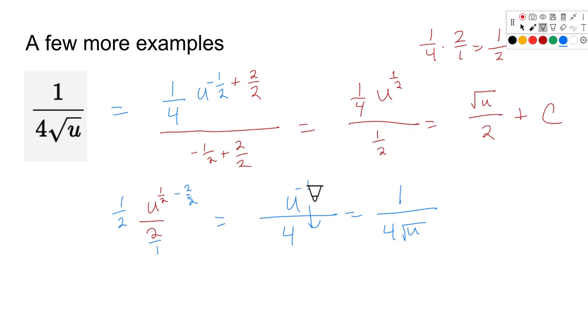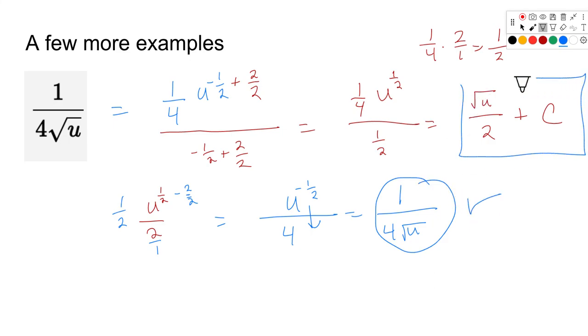And again, the constant becomes 0, so this is our check. This is our answer. This is our antiderivative.